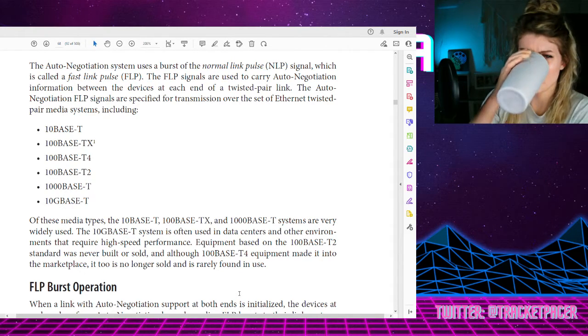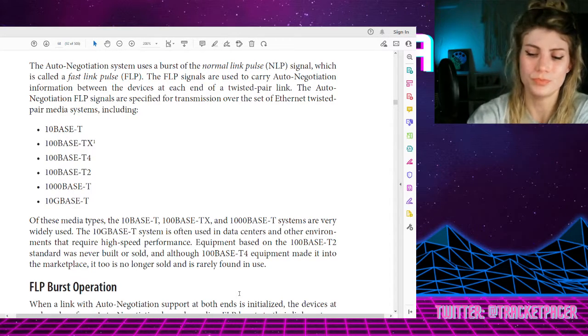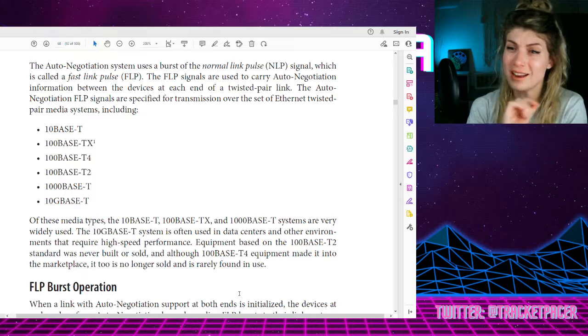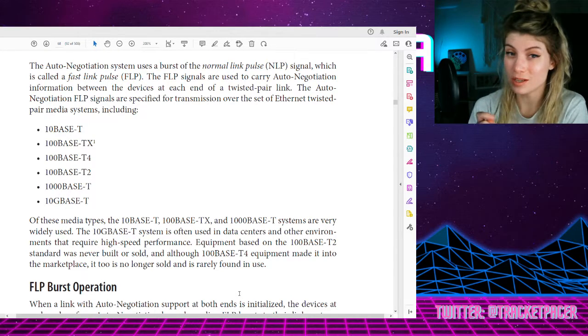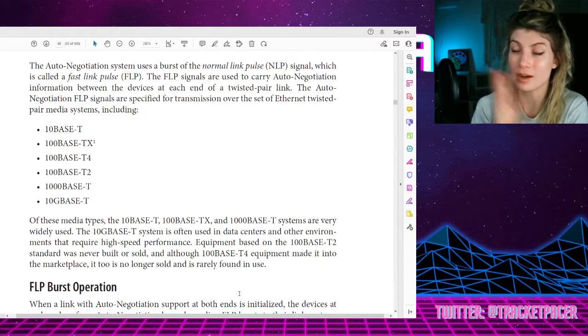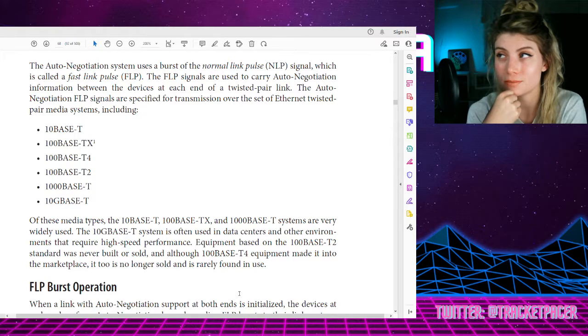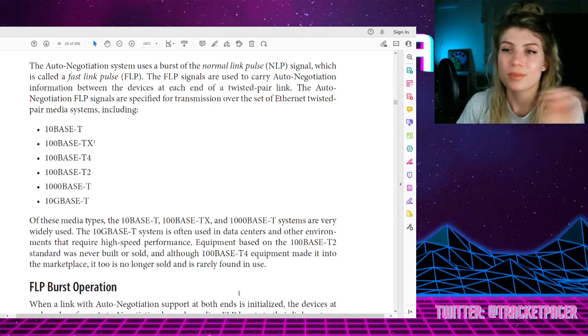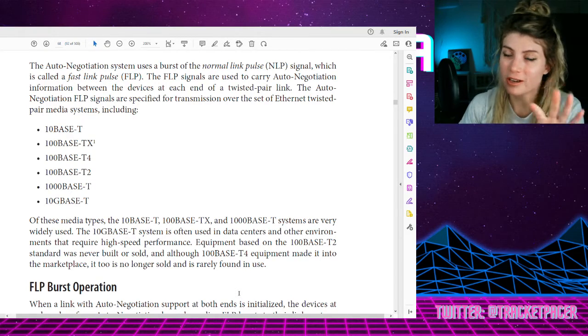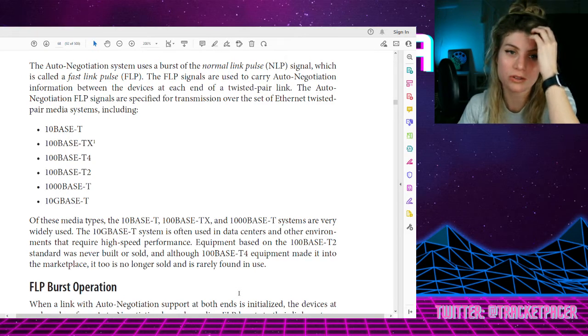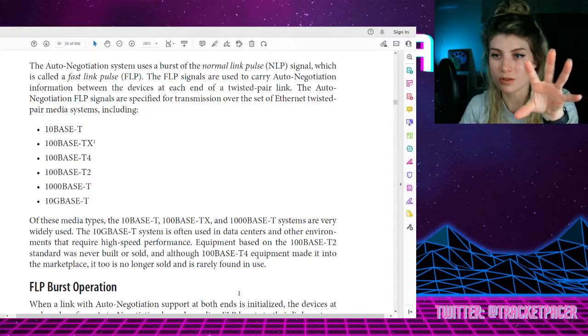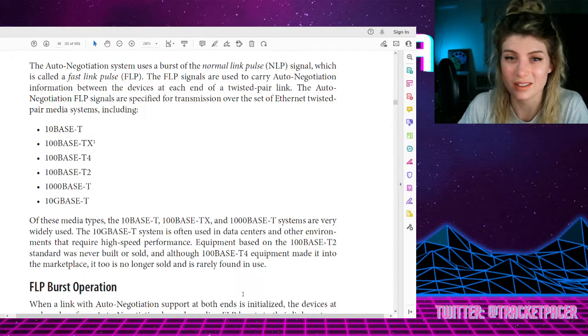What? Hang on. We use an NLP, which is actually a fast LP, or a burst of normal link pulse. I don't remember normal link pulse, so either they haven't talked about it yet and this is just a throw-in, or I've completely forgotten. Both things are equally likely to have happened. Okay, a burst of this regular signal that's sent over it. Auto negotiation uses a burst of it, and so it's faster, I guess, so it's a fast link pulse.